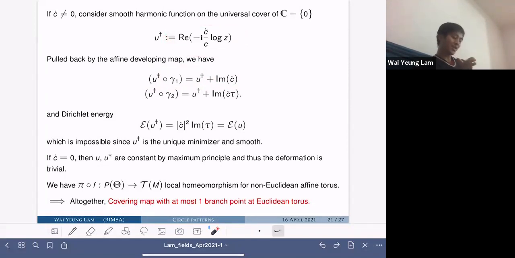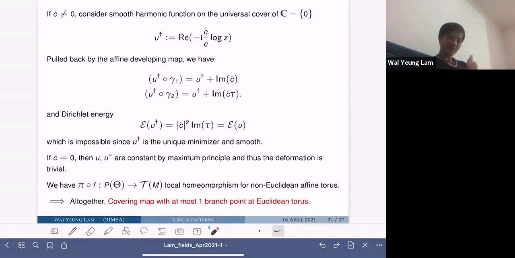And then if you go to this gamma two, then you have this constant. And for this function, you can also compute the Dirichlet energy. Metrically, you realize that the energy for this smooth harmonic function is equal to this one, which is equal to your discrete harmonic function's. Okay, but then it is impossible.